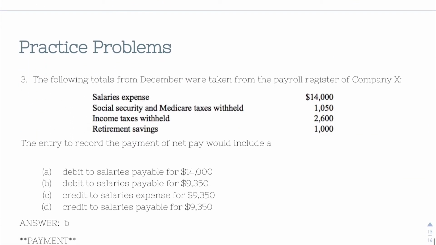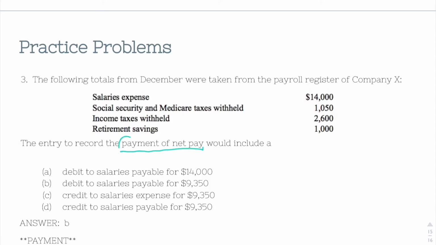Okay, this one's a little tricky. It tells us that the following totals from December were taken from the payroll register of company X. So we have salaries expense of $14,000, Social Security and Medicare taxes withheld of $1,050, income taxes withheld of $2,600, and retirement savings of $1,000. And it is asking us the entry to record the payment of net pay.